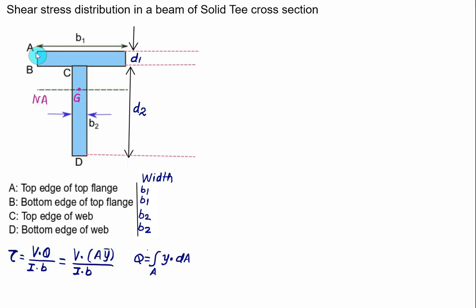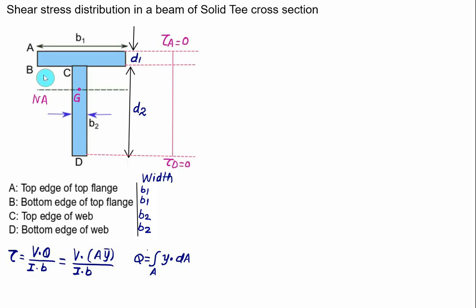Now as far as A is considered, above A there is no area, so the value of area will be 0. Naturally the y bar will be 0 and the shear stress at point A will be 0, as well as below D there is no area, and hence the shear stress at point D will be 0. So every time, the shear stress on the top fiber and the bottom fiber for all sections is always equal to 0. So the shear stress at A will be equal to 0, whereas at the bottom edge of the web, the shear stress at D will be equal to 0.